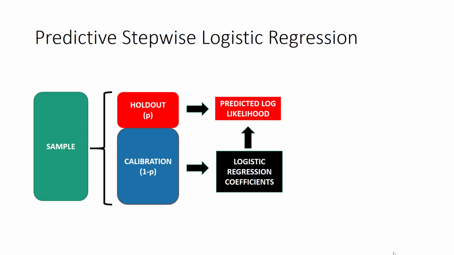And that sum of the predicted log likelihood of all observed events is the predicted performance of the model. The new candidate that produces the highest predicted log likelihood is your best candidate, as long as that predicted log likelihood is better than the one that you obtained with the current model.